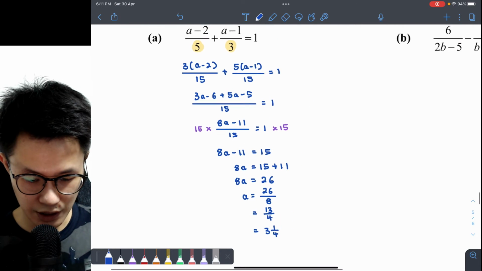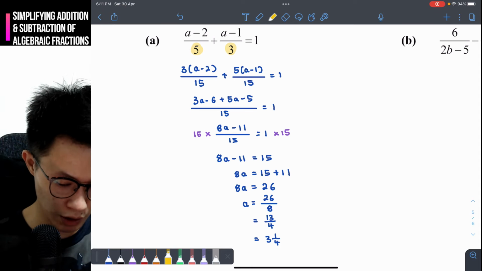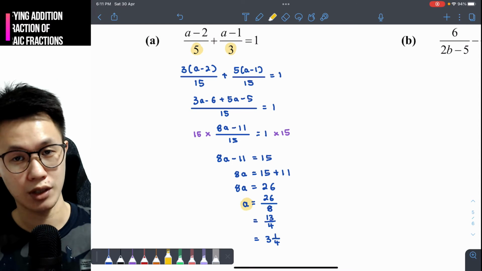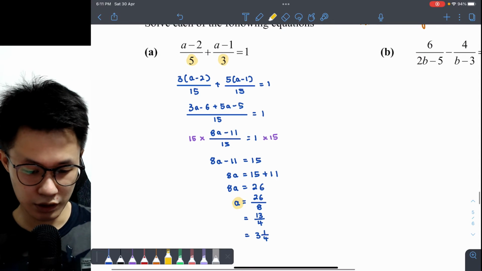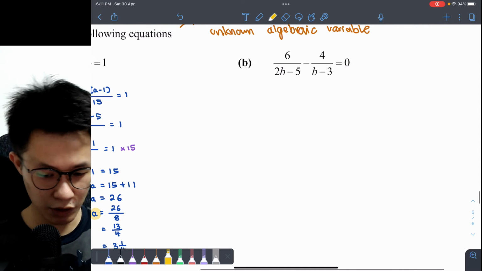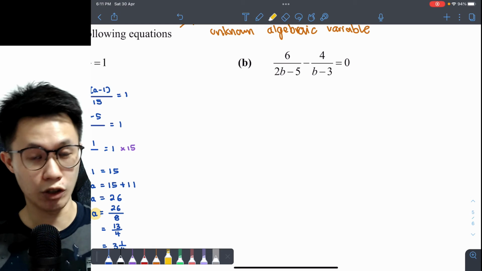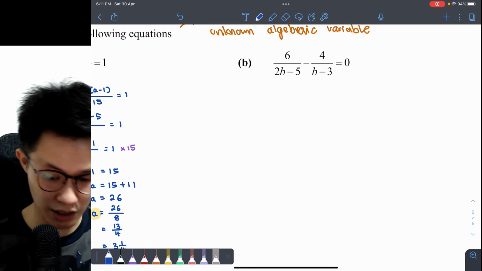So that is how you would address such a question. We want to solve for the unknown variable a. This is the first simple one. When we look at the second one, it's a little bit more complicated because this requires you to multiply the denominator, as we've seen in worked example 6.